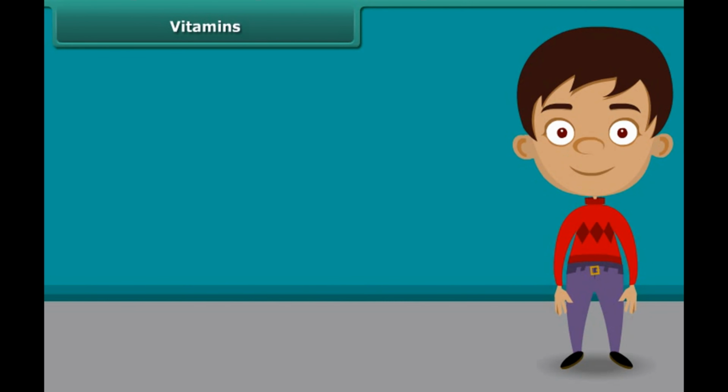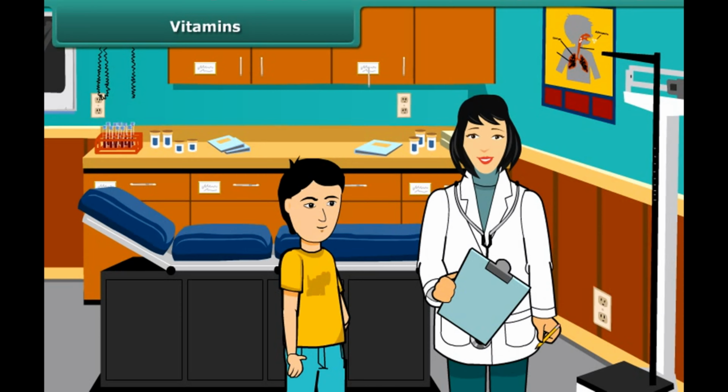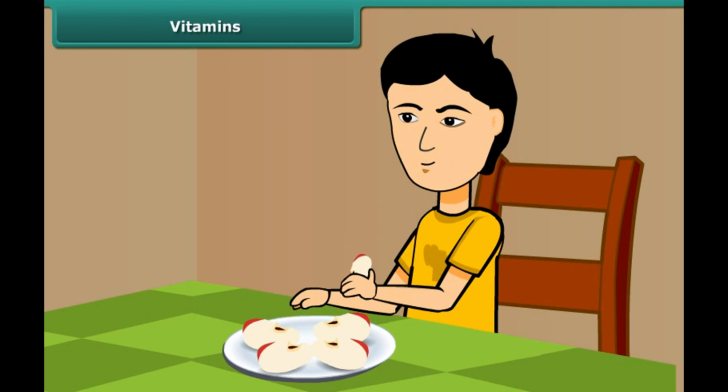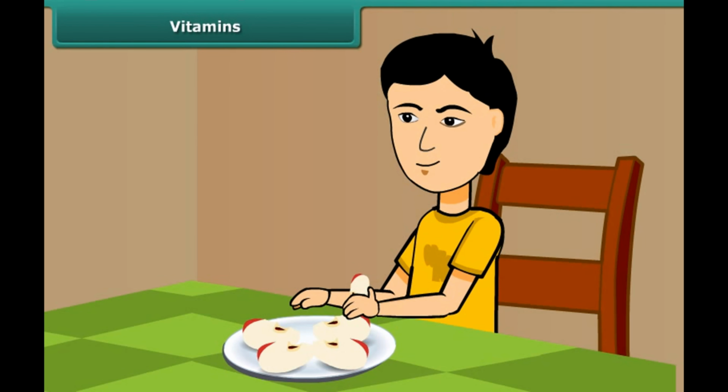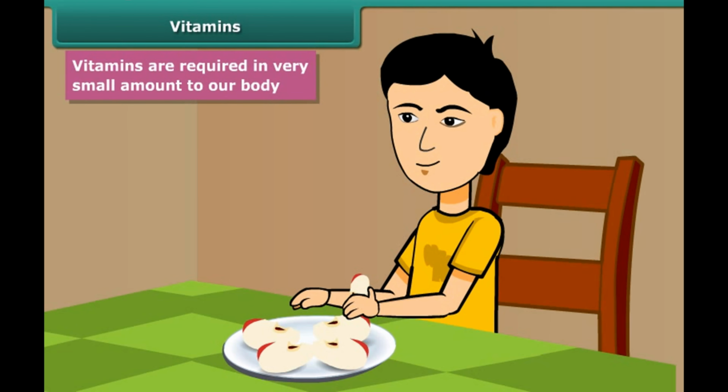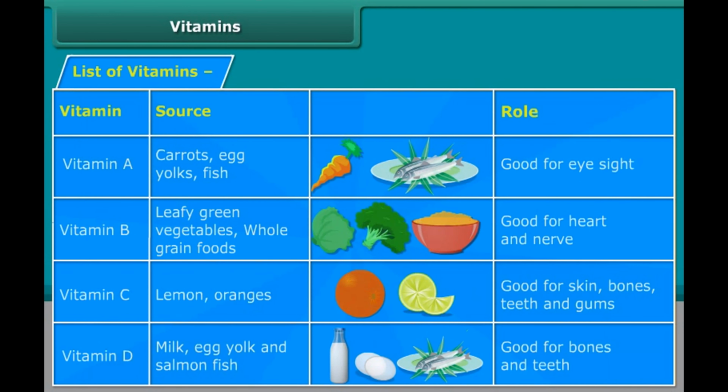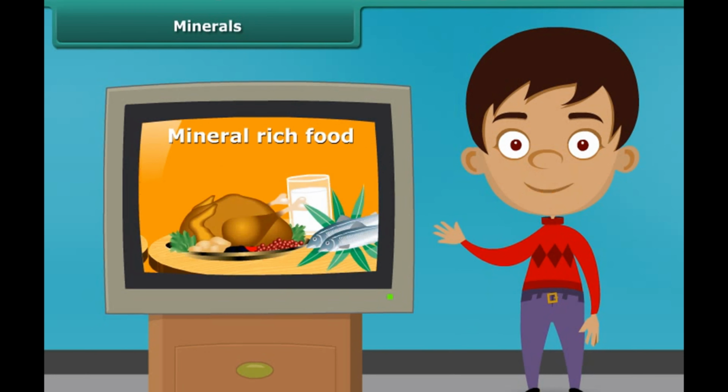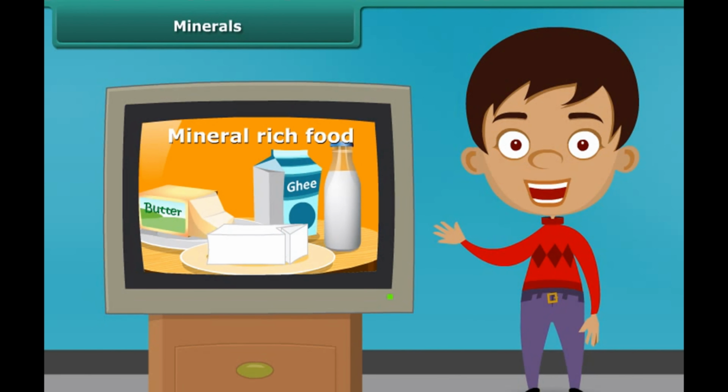Friends, when you get ill and go to the doctor, then he advises you to take some fruits with light food because many of our body processes require vitamins present in fruits and vegetables. They are required in very small amount. Here is a list of vitamins, their sources, and their roles. You might have seen many advertisements of mineral-rich food items. Now let's know why they are so important.